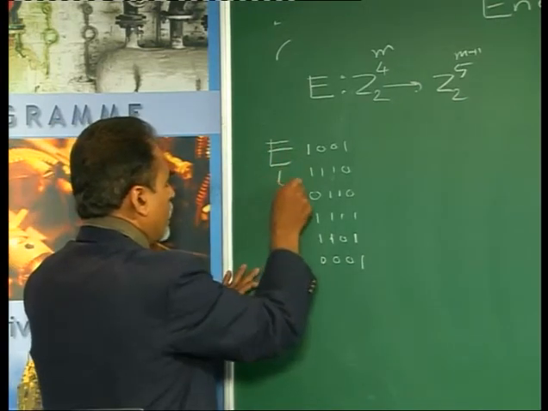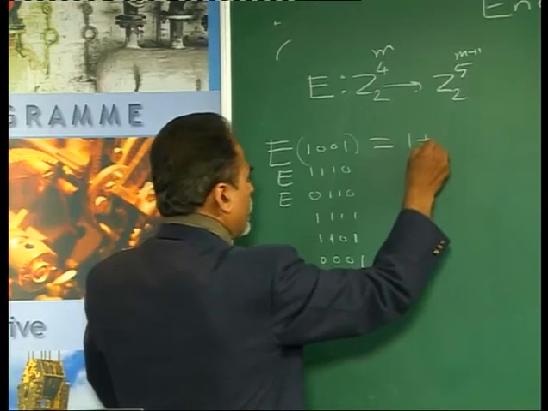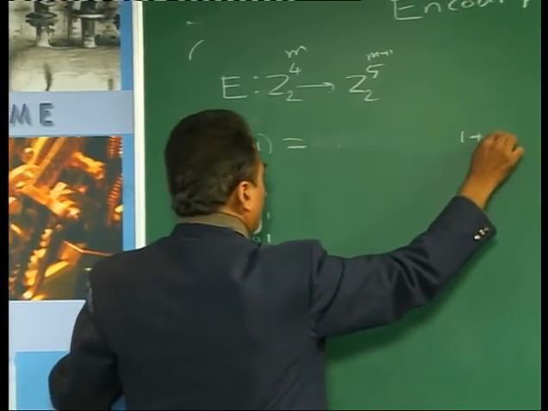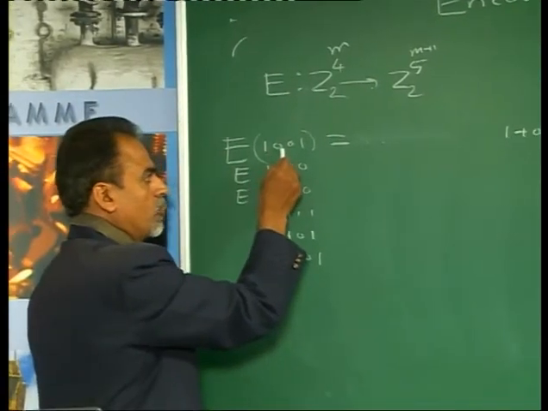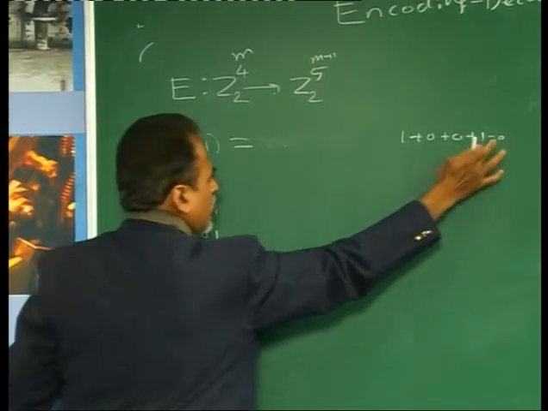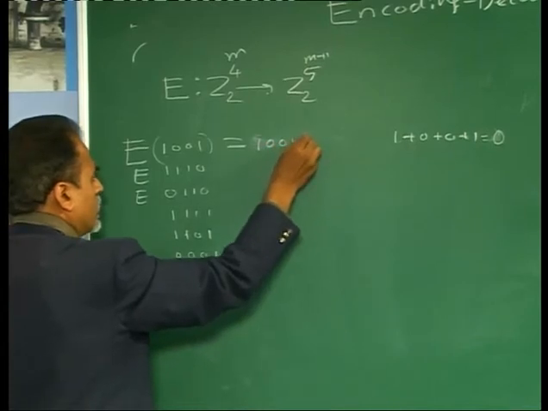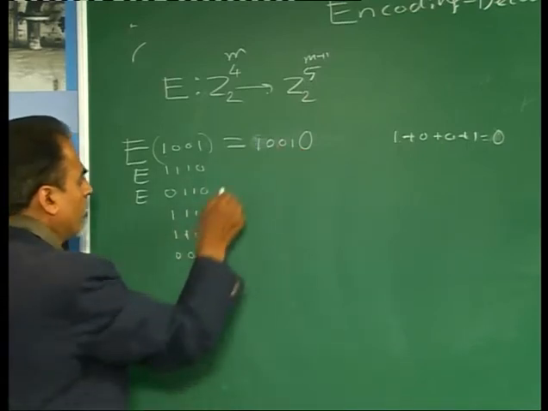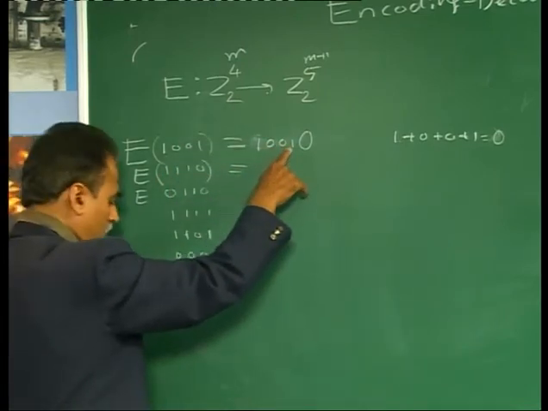If I code this by using some code operation E, then I take a rule. First I add all of these, which is 1 plus 0 plus 0 plus 1. Under addition modulo 2, this becomes 1 plus 1, which is 0 only. So this 0 I add as an extra bit and I code it like this: 1 0 0 1 0. This is the extra number added. Purposely I have written it in a bigger font, but this is the same 0. After coding, this is a code word. This was a word from Z2 to the power 4. After coding, we get this.